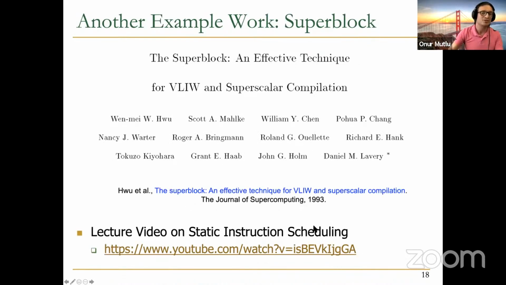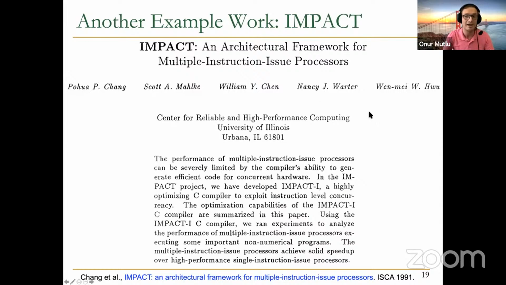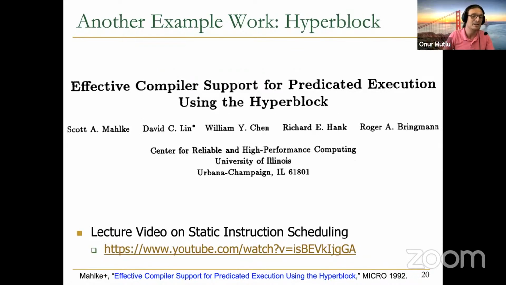Okay, another example is the superblock technique, which I'm not going to go into. You can take a look at that. You can see that this was proposed for both VLIW and superscalar compilation. It was developed to improve over trace scheduling. And there was a lot of work done by Wen-mei Hwu's group at Illinois to actually provide a compilation framework for multiple instruction issue processors, both superscalar and VLIW. This was highly influenced by the work that I showed you earlier from Josh Fisher. And this is another example of that work.